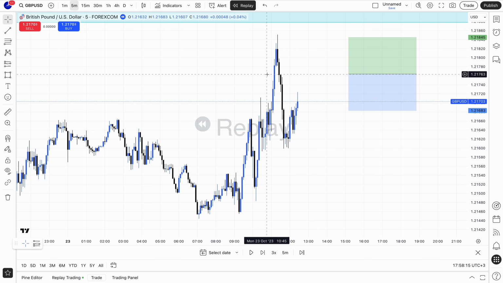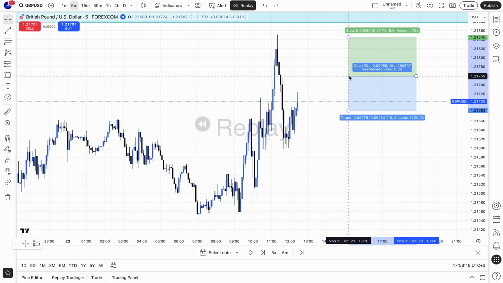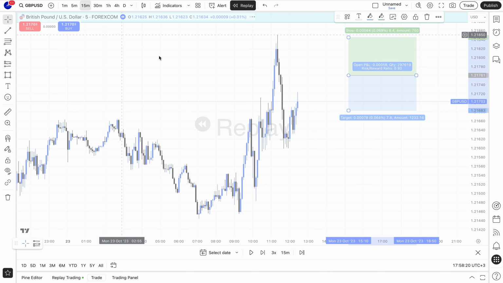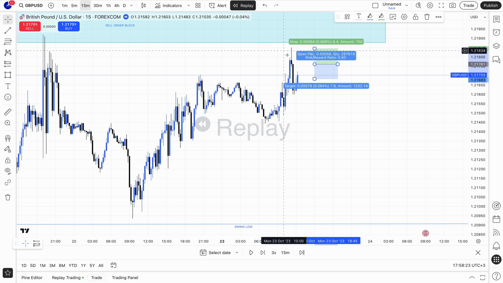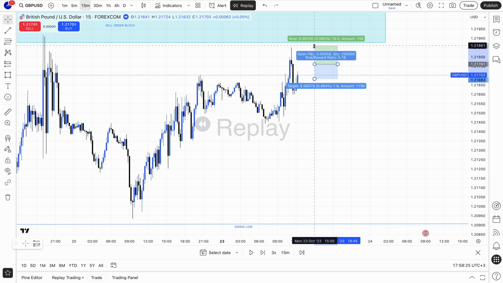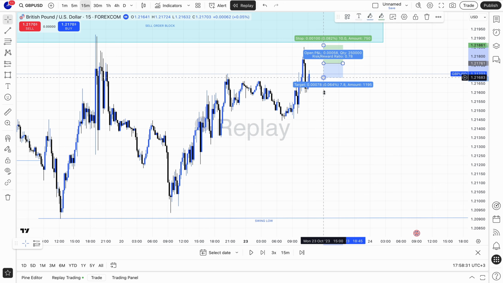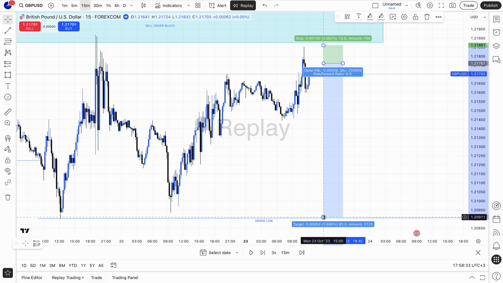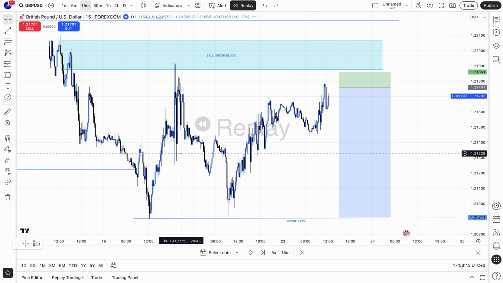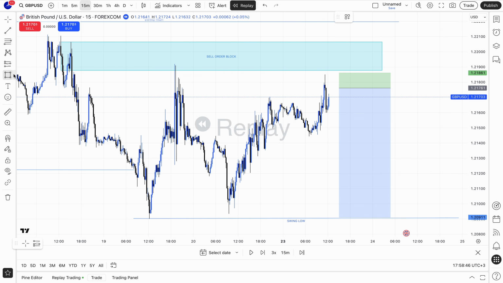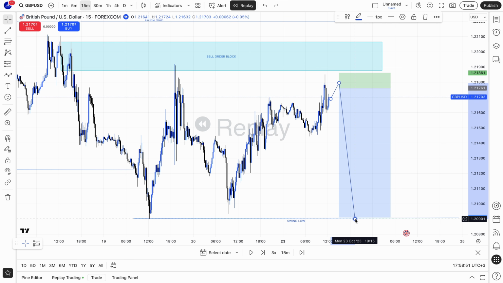Yeah, this entry here, we can leave like 1 pip for the spread and slippage. And this is our stop loss just above here. Let me use 10 pips max. Then I target all the way to the downside. Let's see what really happens, but I'm expecting this market to drop.